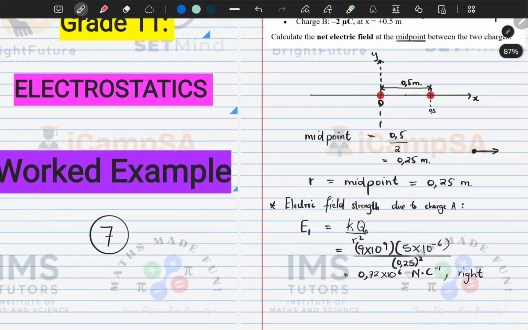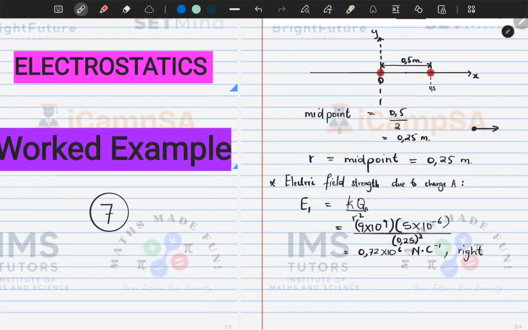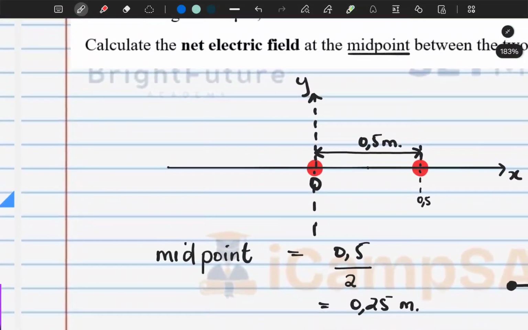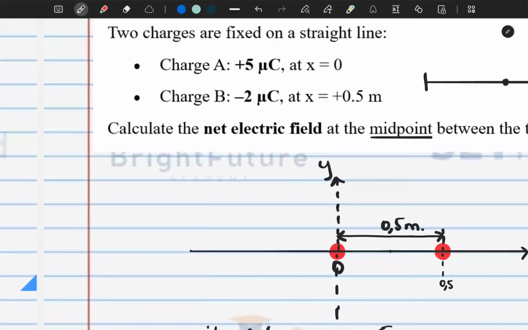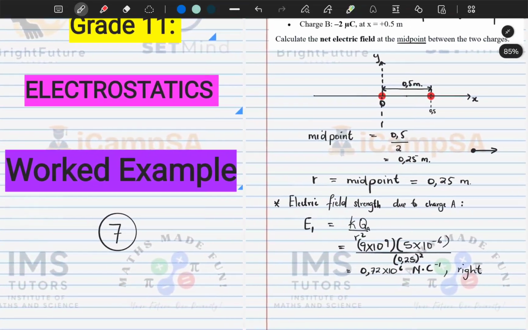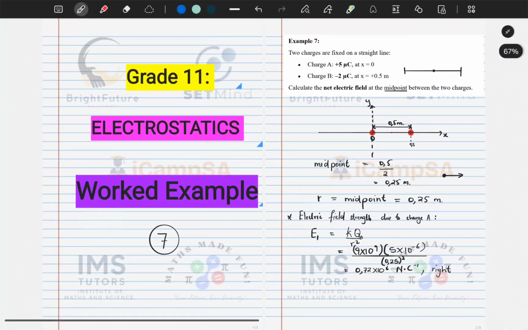So that's how you decide the direction of the electric field, always. You just imagine what would happen to a positive test charge relative to whatever other charge you want to decide the direction for or against. So this is how we would know where the electric field strength is going.